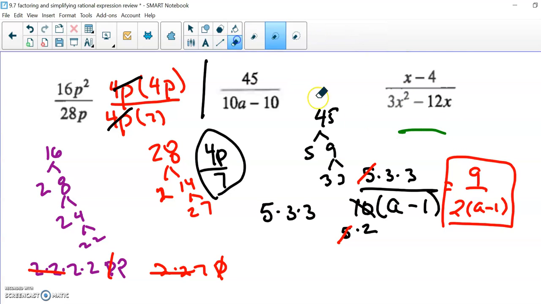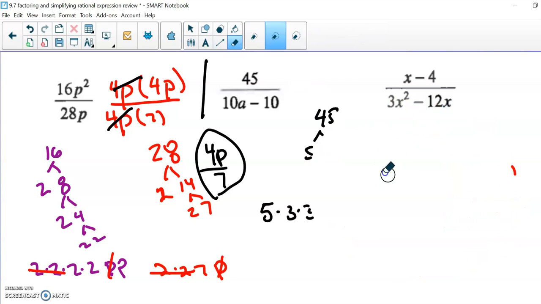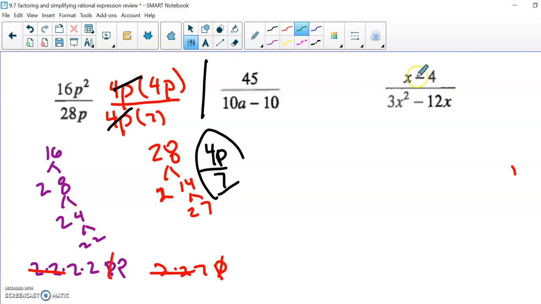Let's make some room to work here. Okay. So I have x minus 4. Nothing I can do with that. There's no way I can simplify that. In the denominator, I have 3x squared and a 12x. The greatest common factor of 3 and 12 is going to be 3, so I'm going to factor out a 3. This one has 2 x's, this has 1 x, so it looks like we're allowed to take an x out.